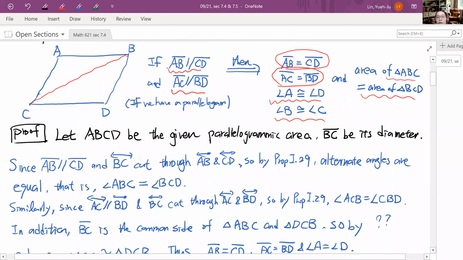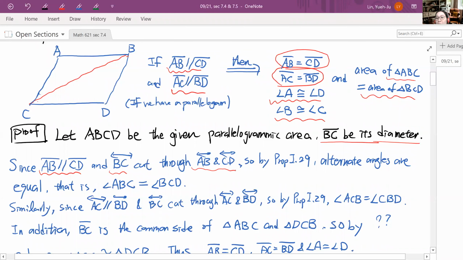So now, to start the proof, we start with a parallelogram. Let's say that ABCD is our parallelogram, and we draw BC to be its diameter. The proof is actually not that bad at all; we keep using the same fact over and over. First of all, because we have a parallelogram, one pair of parallel sides is AB parallel to CD. And as you can see, this diameter BC cuts through these 2 parallel lines, AB and CD.